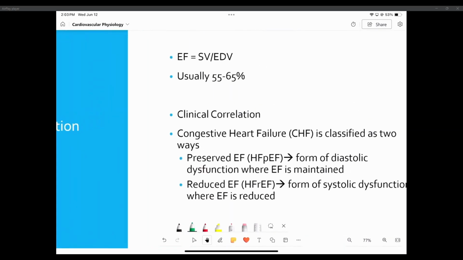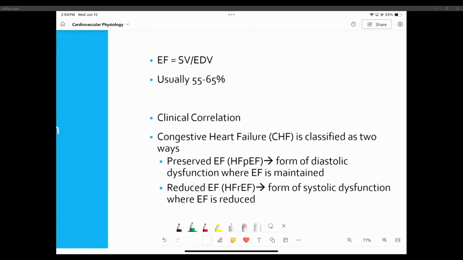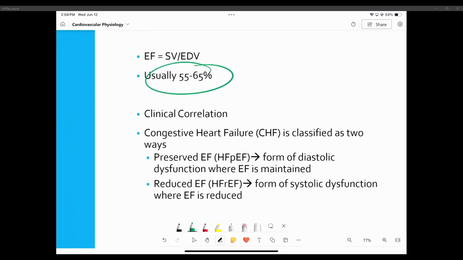Ejection fraction we talked about, usually 55 to 65%. Why is this important? Because when we talk about heart failure, you have to classify the heart failure. If they have heart failure where the ejection fraction is preserved, we know that's diastolic failure because they have a filling problem. If the ejection fraction is reduced, that's a systolic problem because that's a squeeze issue. That's systolic dysfunction, which is the old way it's called.